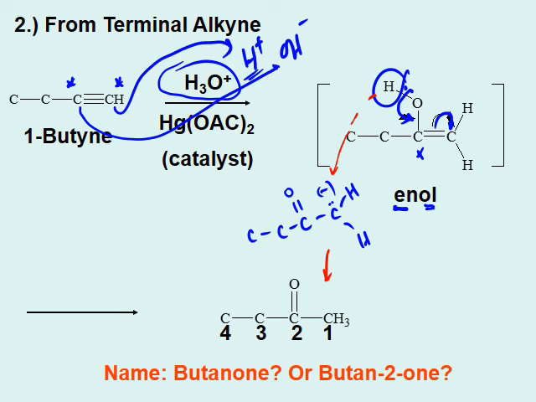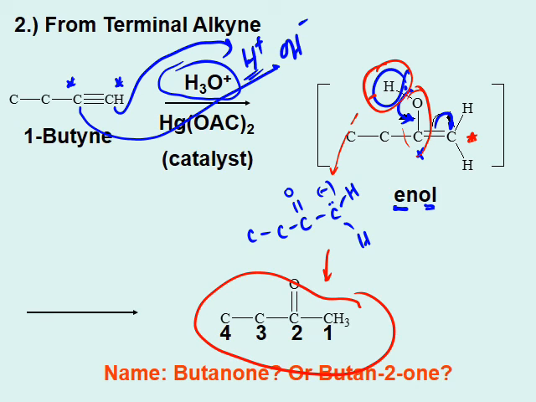This is called enol keto tautomerism. It's not resonance, because in resonance atoms don't move. In this case, atoms do move from OH to carbon. So you can see here, this hydrogen has moved from COH to the carbon at the very end. So we finally get this product. So this is butanone. You don't have to say butan-2-one because there's only one butanone possible.